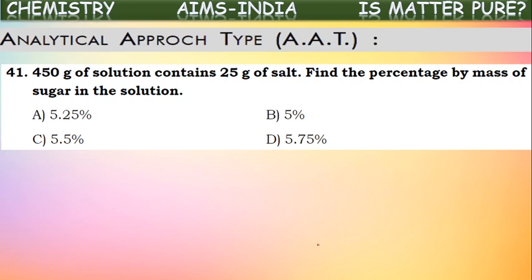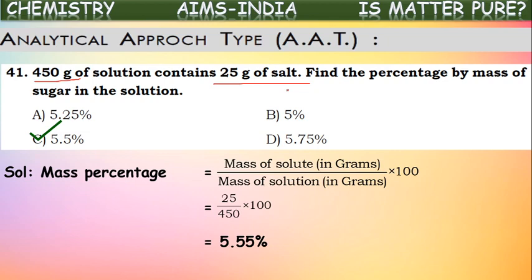Now, what is the mass of solute here? Solute mass is given as 25 grams. And they have given directly the mass of solution also as 450 grams. So mass of solute is given, mass of solution is also given. By using these two, we can calculate the concentration in terms of mass percentage. That is mass of solute divided by mass of solution into 100.